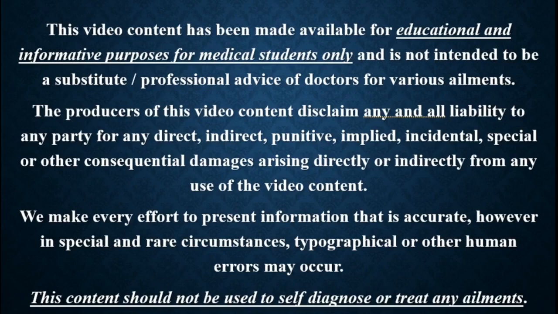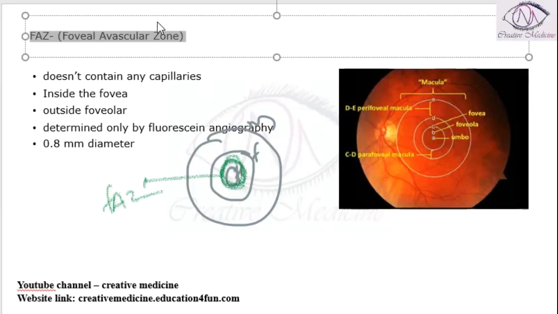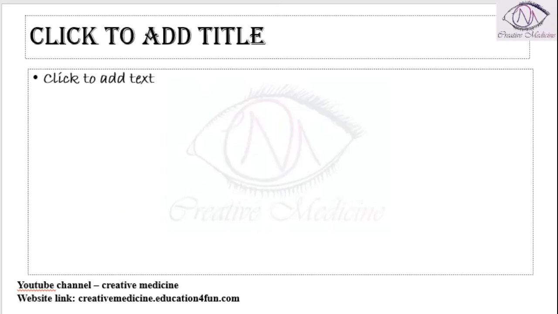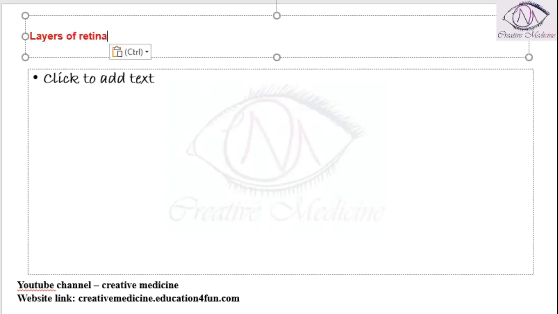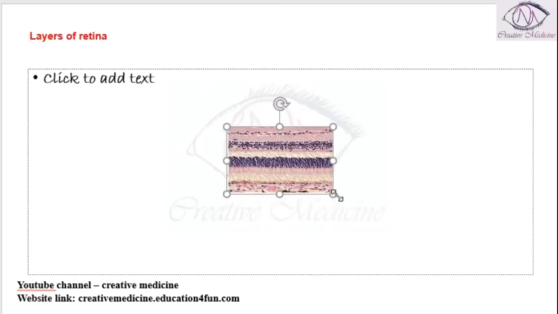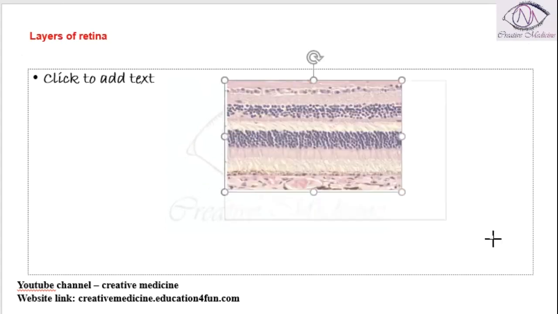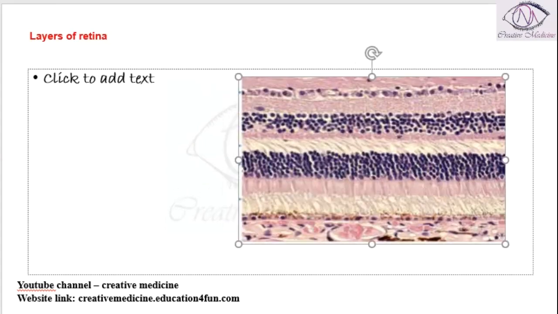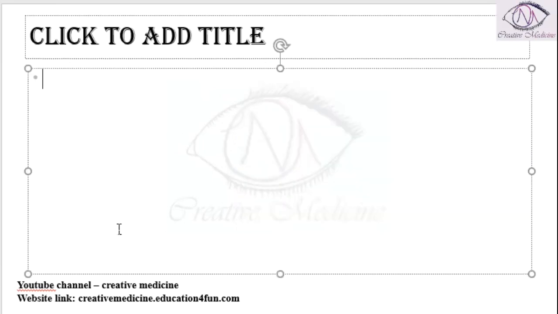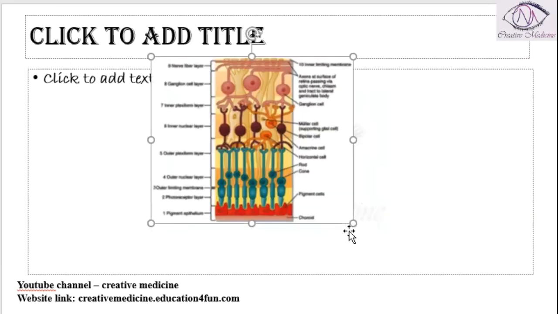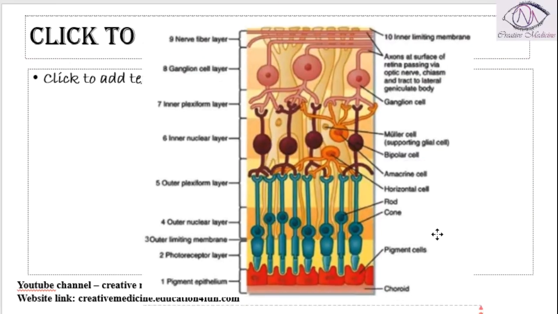In this lecture, we will learn about the layers of retina. So these are the layers of retina. Actually, we will see the normal picture first before histology.